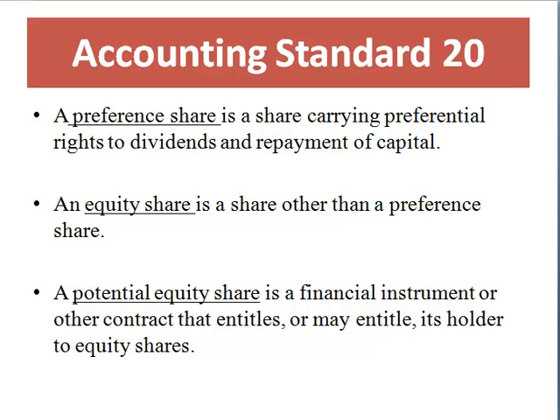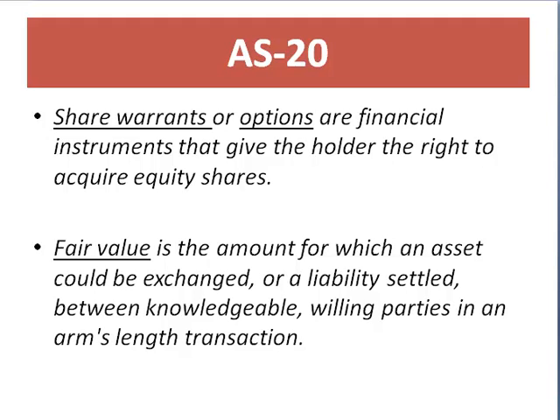It defines what is an equity share, it defines what is a preference share, and most important, it also defines the potential equity share. A preference share is one which carries preferential rights with respect to the dividend and the repayment of capital. Any share other than the preference share is an equity share. The potential equity share is a financial instrument which actually has the potential to become an equity share. For example, convertible bonds or convertible debentures, or options, ESOPs. Share warrants and options can also be called potential equity shares.